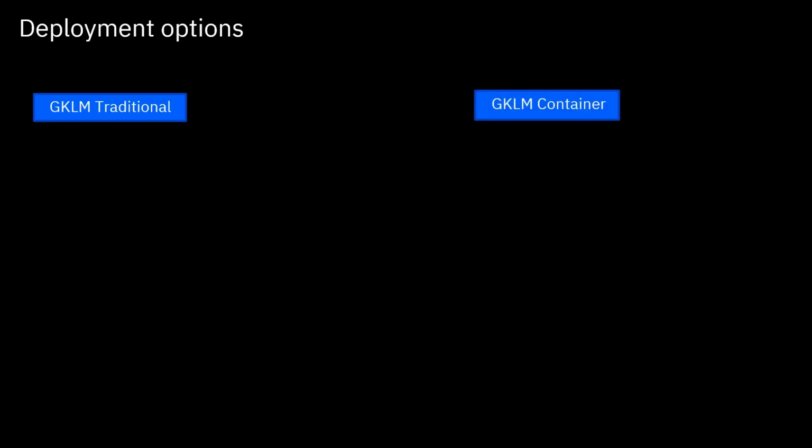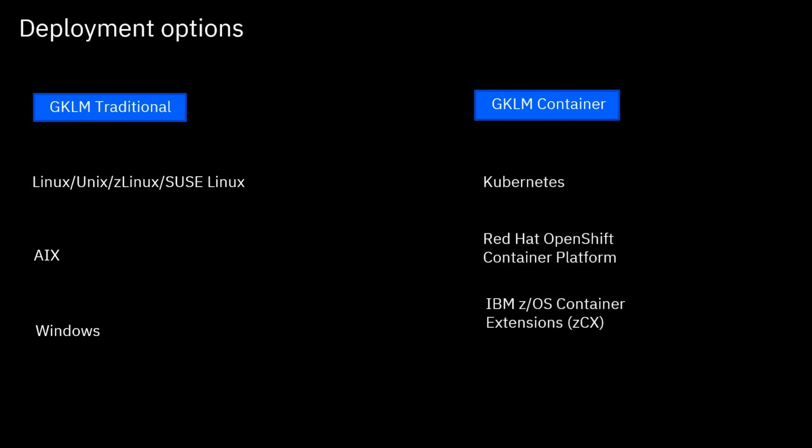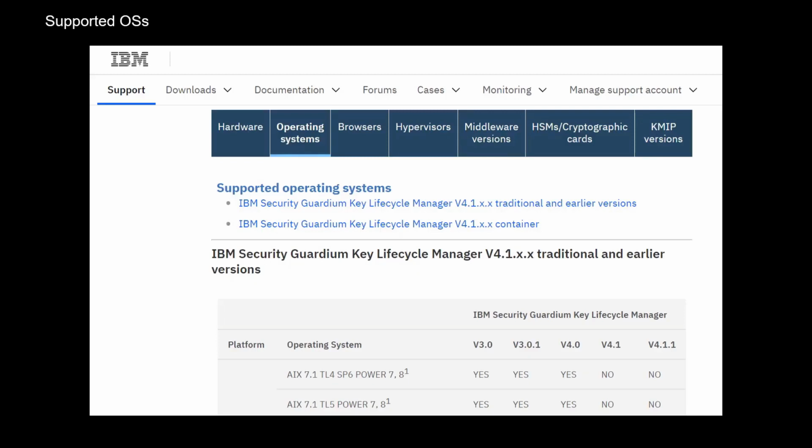GKLM is available to be installed on two editions. It can be installed on distributed platforms with GKLM Traditional and on container platforms with GKLM Container. GKLM Traditional can be installed on Linux and its flavors, AIX and Windows. GKLM Container can be deployed on Kubernetes, Red Hat OpenShift Container Platform, and IBM ZOS Container Extensions. The support matrix link for supported operating systems is also provided in the description of this video.